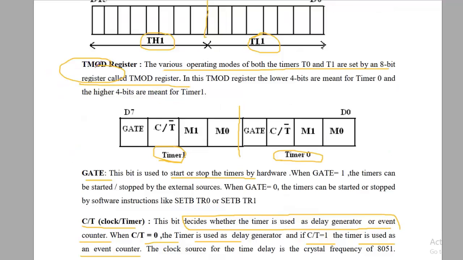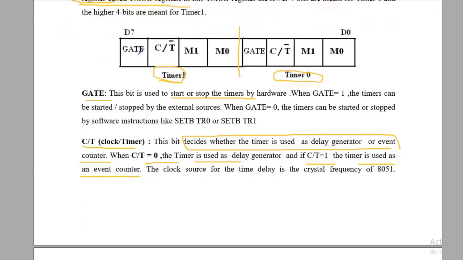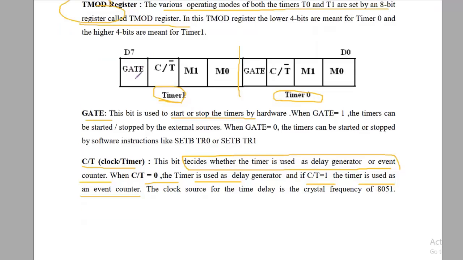TMOD register. This register sets the mode of both timer 0 and timer 1, and it is an 8-bit register called the TMOD register. It is used for setting up the various operation modes of T0 and T1. There are various fields such as gate, control clock timer, and M1 and M0.